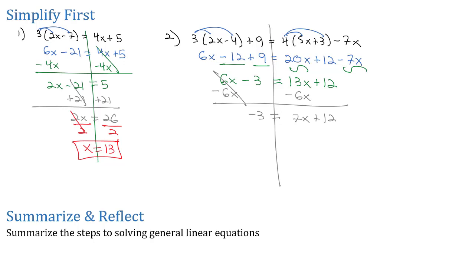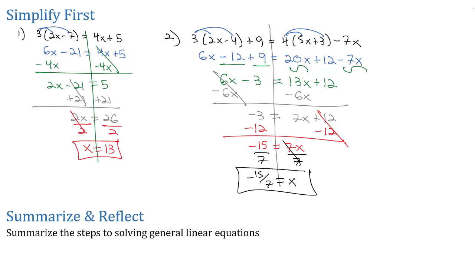Now that the x is all in one place, we can start peeling away the layers, starting with the adding and subtracting. Get rid of those 12 positives with 12 negatives. Now we have negative 15 equals 7x. We have 7 x's that we need to divide up into 7 groups. So we divide both sides by 7. And since it doesn't divide evenly, x is just that fraction, negative 15 over 7. We've got our final answer.